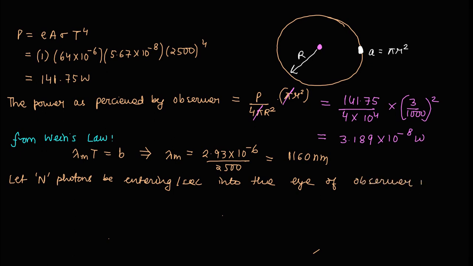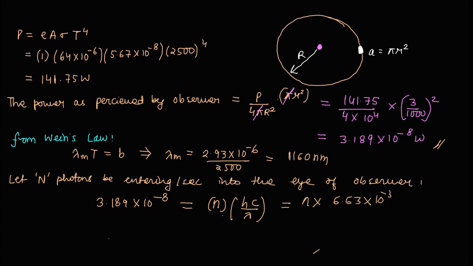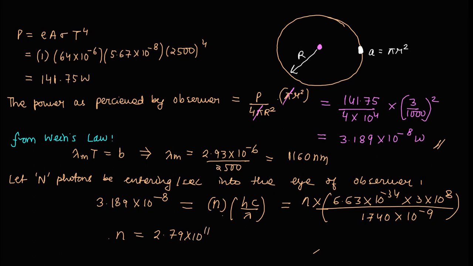So I can say that that is equal to 3.189 into 10 to the power minus 8 that we have already calculated over here, and it can be equated to n times hc by lambda. So over here we are writing it as n into 6.63 into 10 to the power minus 34 into 3 into 10 to the power 8 upon the wavelength, that is 1740 into 10 to the power minus 9. So on solving, we calculate n as equal to 2.79 into 10 to the power 11 photons per second.